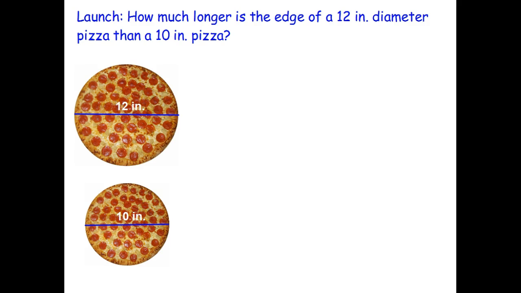In the launch, we're talking about how much longer is the edge of a 12-inch diameter pizza than a 10-inch pizza. Remember, edge is what goes around the outside of the circle. So what we're talking about here is how much bigger is the circumference of a 12-inch diameter pizza than a 10-inch diameter pizza. Again, we know that circumference is equal to pi times the diameter. They've already given us the diameter in both of these. All we have to do is just plug that in.